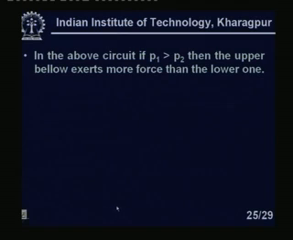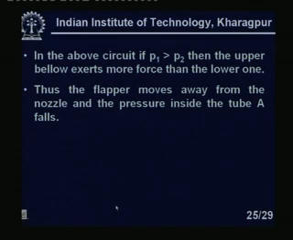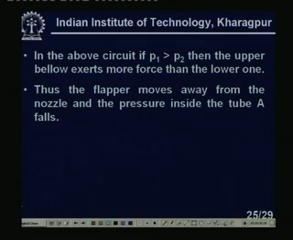In the above circuit, P1 is greater than P2, so the upper bellows exerts more force than the lower one. Thus, the flapper moves away from the nozzle. You see it looks like this, is it not? I have a bellows here, there is a flapper, I have a bellows here. So, this is P1, this is P2, and I have a nozzle here.